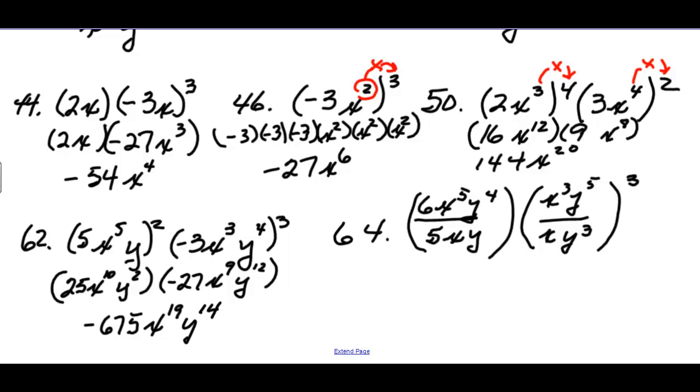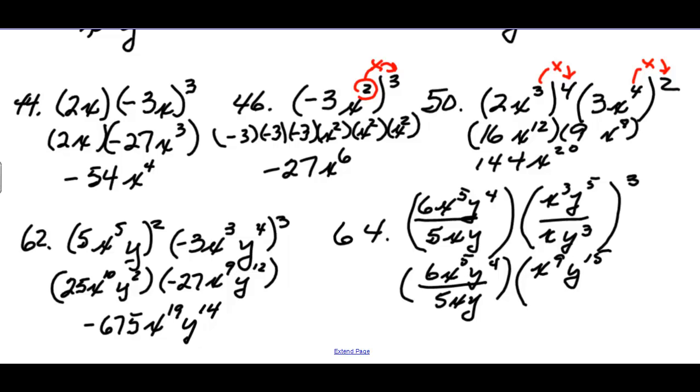The last one here, what we're going to do is we've got to cube that second part. So what we have is just the first part written over again: 6x to the 5th y to the 4th over 5xy. That's going to be multiplied by, everything cubed is going to now make that numerator x to the 9th y to the 15th, over x cubed y to the 9th.